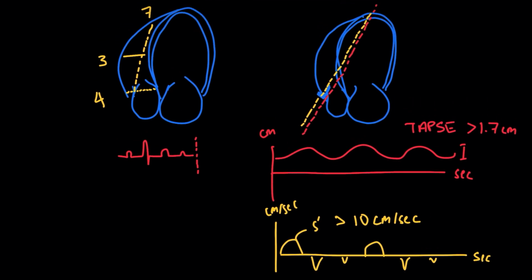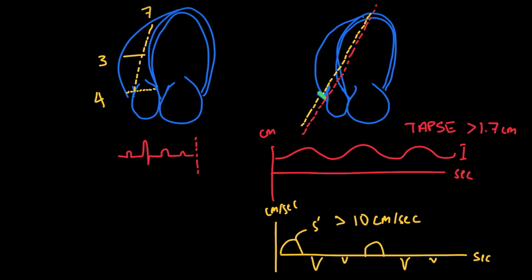So basically, we're looking at this point right here in both cases, that lateral wall, and we're looking either at the quantity that it moves up and down, which should be at least 1.7 centimeters, or at the velocity at which it's moving up and down, which should be greater than 10 centimeters per second. Either of those would be considered normal right ventricular function.